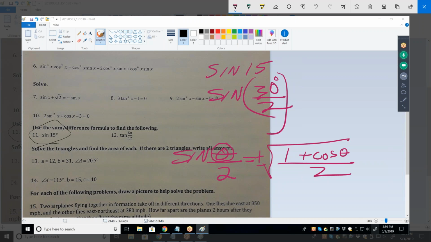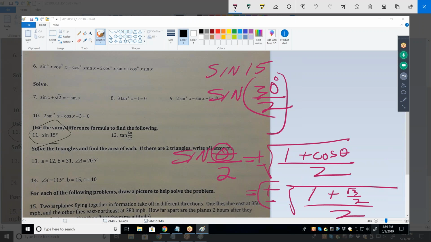And we do know this, the cosine of 30. That's one of our common angles. So this would be plus or minus, and we'll get to that in a second. 1 plus, what's cosine of 30? It's root 3 over 2. All divided by 2. Now we can simplify that into a radical format just easily. Just again, algebra, you have to add 1 to root 3 over 2.